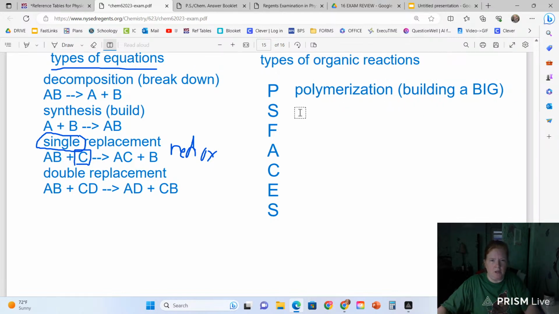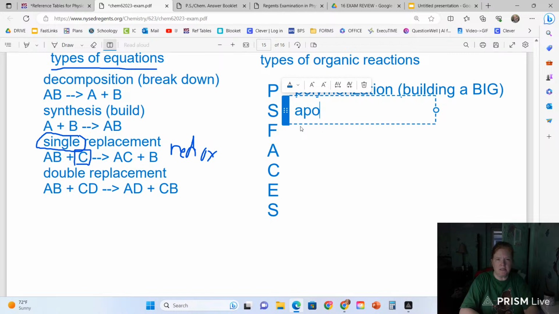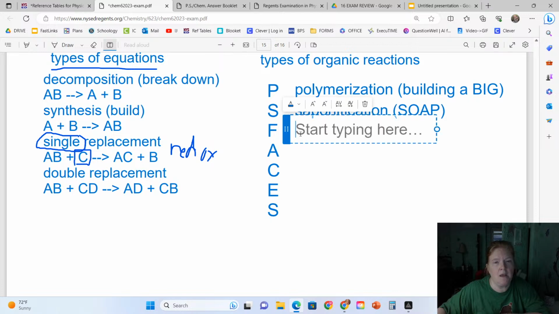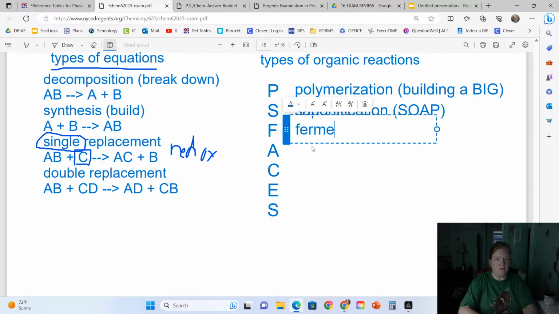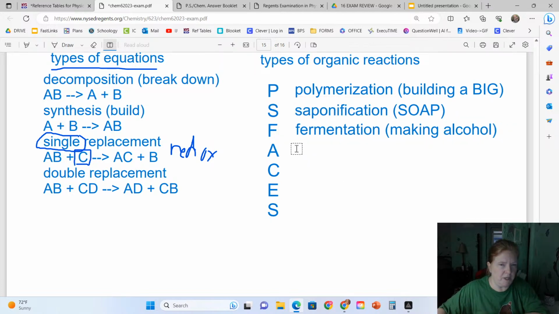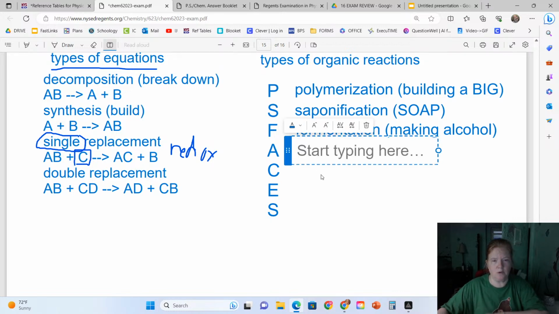Okay, so S is saponification, and the first four letters of saponification are soap but scrambled. Okay, so that's how we remember it. Fermentation is making alcohol. It also makes CO2, so it makes bubbles. So think about beer or champagne. It makes alcohol and bubbles. Yeah, exactly. Saponification and soap.